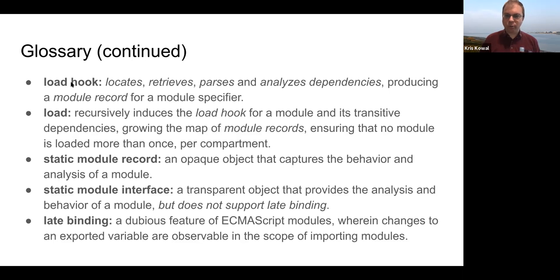A static module record is an opaque object that captures the analysis of a module. That is to say, when you take the text of a module in a particular location, and this is the point where location does become something that is meaningful to the compartment API. It gets revealed potentially as import meta URL and gets revealed as the location strings in error stacks.